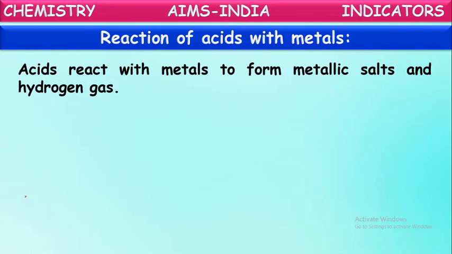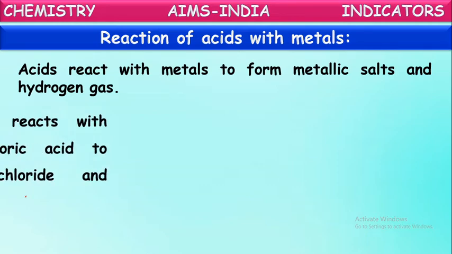Acids react with metals to form metallic salts and hydrogen gas. When acids react with metals, the hydrogen present in the acid is replaced by the metal. So a metallic salt is formed, and the hydrogen is evolved in the form of hydrogen gas.